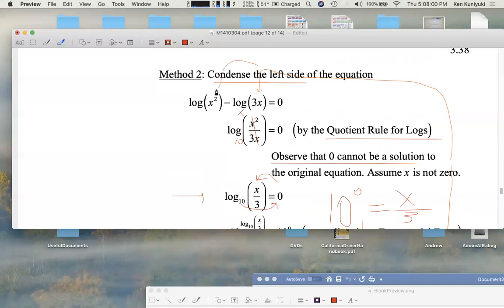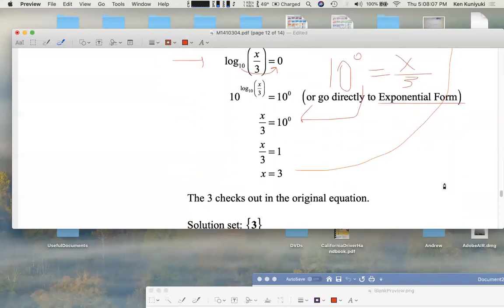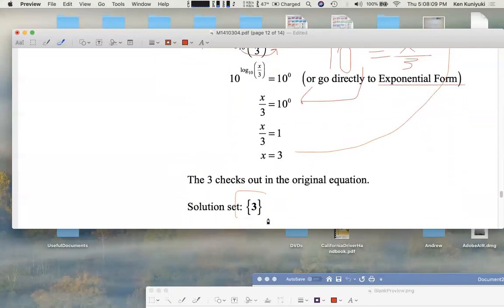Well, the fact that we're only taking logs of positive numbers helps out, but you should go all the way and check it. 3 is the only solution. That's the solution set.